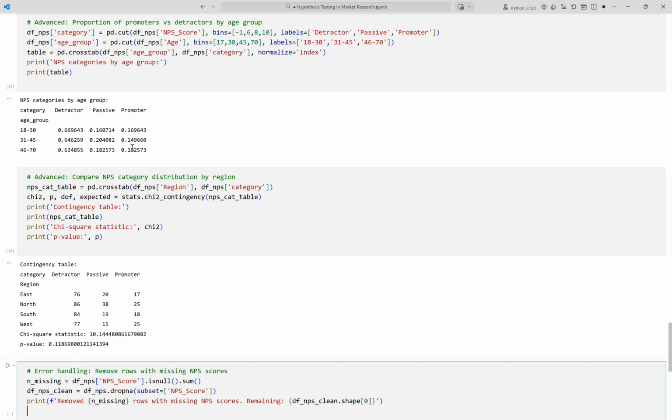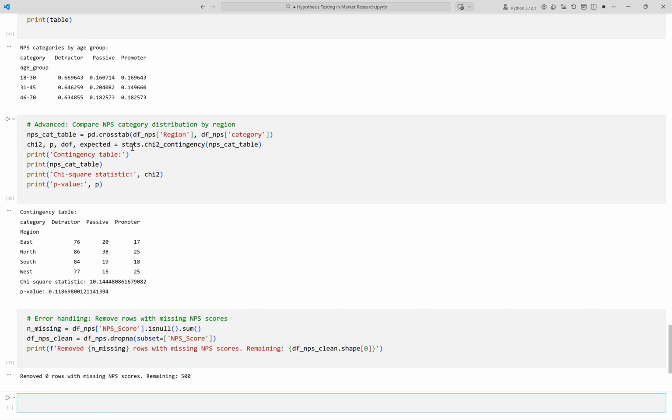Running the cell now. This output shows there were no missing NPS scores in the survey data, so all 500 customer responses remain for analysis. It highlights the importance of checking for missing values before hypothesis testing, ensuring your sample size is accurate and reliable. This step prevents errors from incomplete data affecting your market insights.